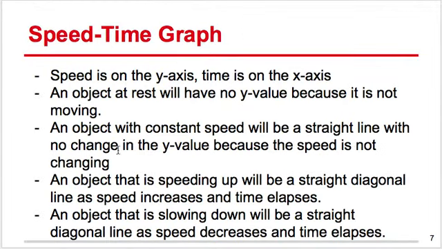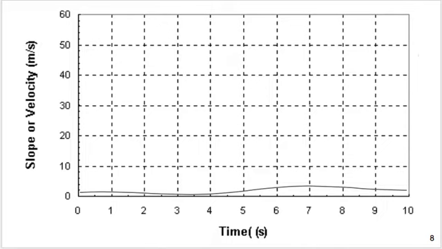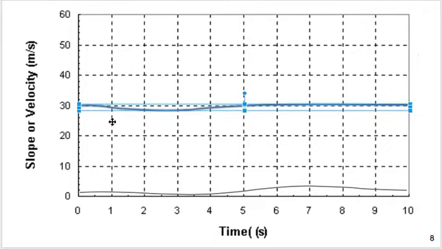An object with constant speed will be a straight line with no change in the y value because the speed is not changing. So, let's say that our speed is 30 meters per second, but it's a constant speed, so we're going straight across. So for 10 seconds, we're going 30 meters per second. Again, that should be a straight line, but we have to realize that speed's not changing, so this should be straight across. We're not going to be going up and down on the y-axis.